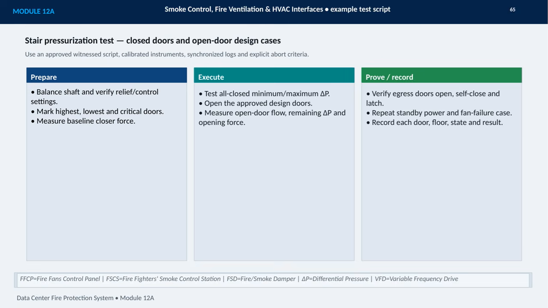Confirm that egress doors open, self-close, and latch properly. Repeat the test for standby power and fan failure conditions, and document every door, floor, system state, and result. The abbreviations at the bottom identify the key smoke control and HVAC interface components used in the test records.